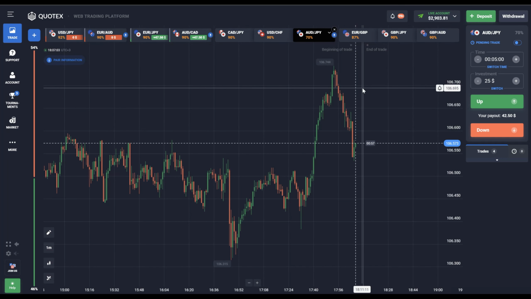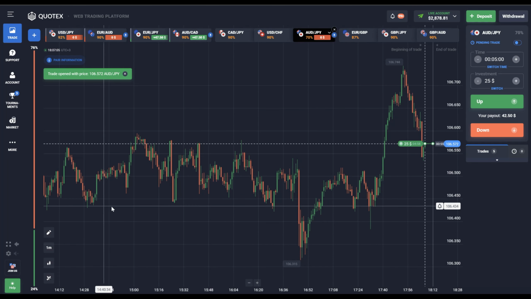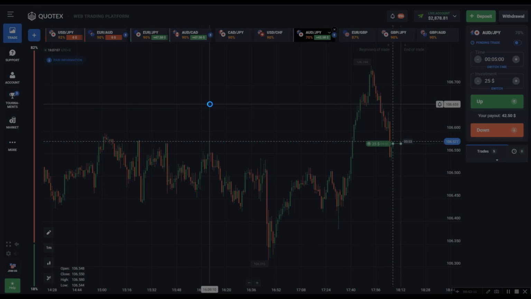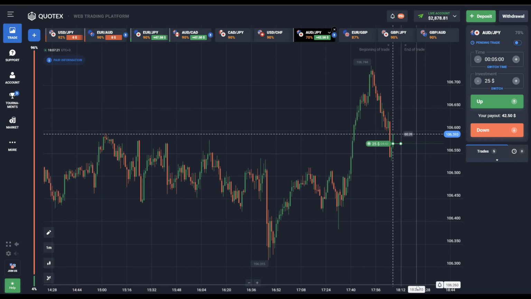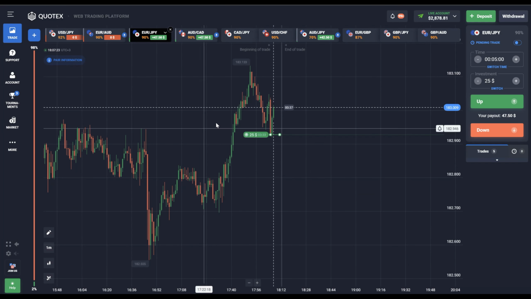Australian dollar, Japanese yen. I'll also open a trade for an increase here. The situation is similar here. Earlier we had a sideways channel here with the lower boundary of the channel. And here is the upper boundary of the sideways channel. And right from the upper boundary of the sideways channel, which is now a support zone, we open a trade for an increase. We have the same situation with the euro yen.